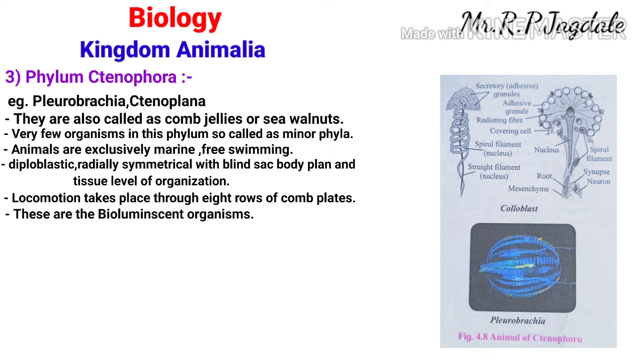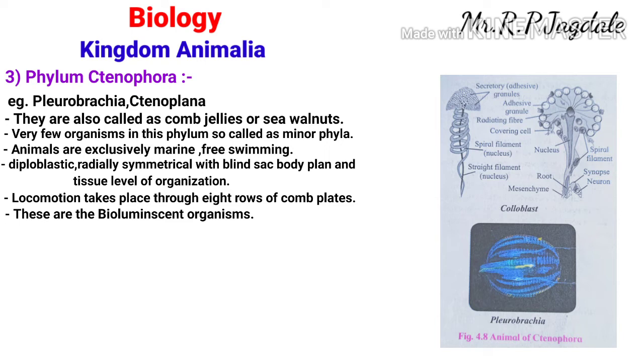The special characteristic feature of phylum Ctenophora is that the animals of this phylum are bioluminescent organisms. You can see in the picture that at the center there is a shining light. That means they are bioluminescent, they can emit light. So this is the characteristic feature of the organisms of phylum Ctenophora.